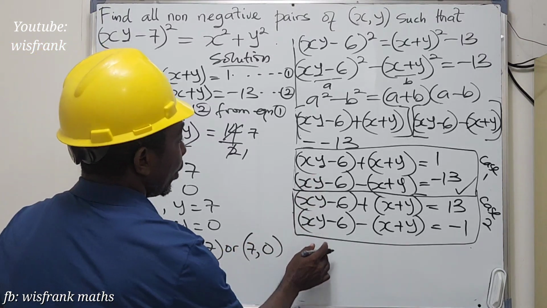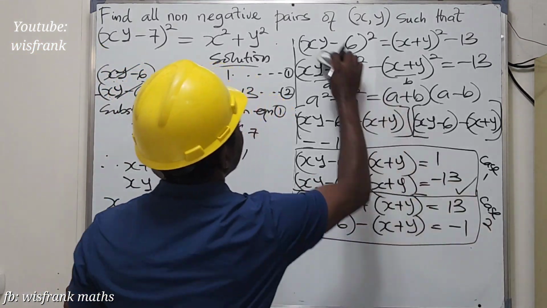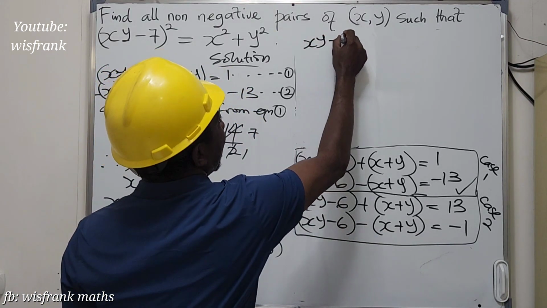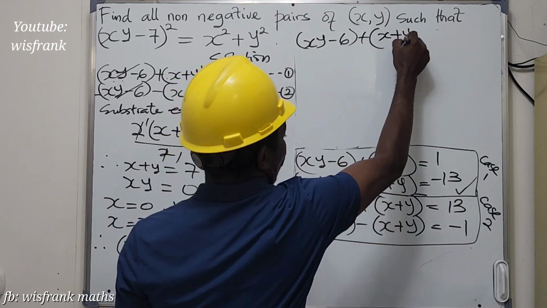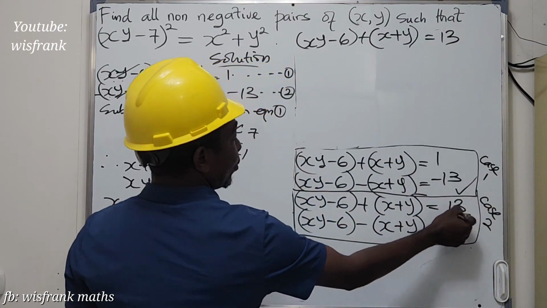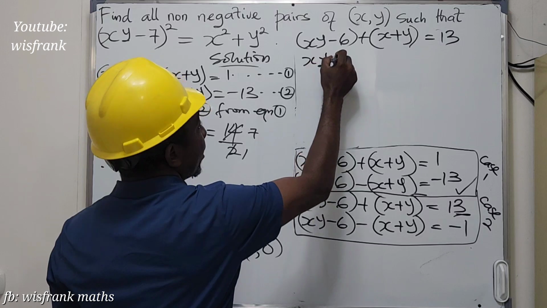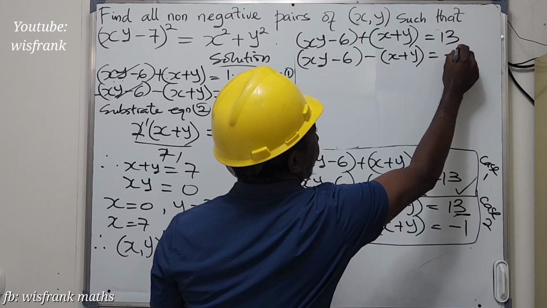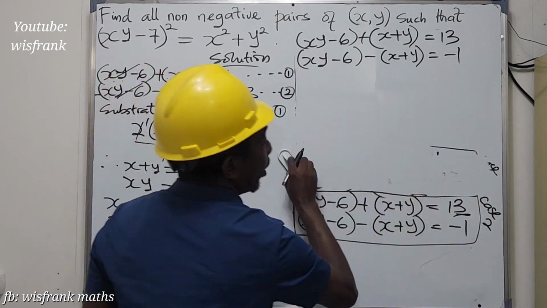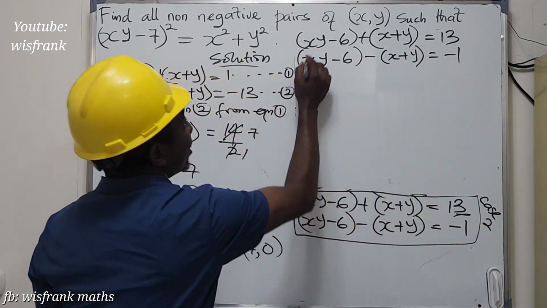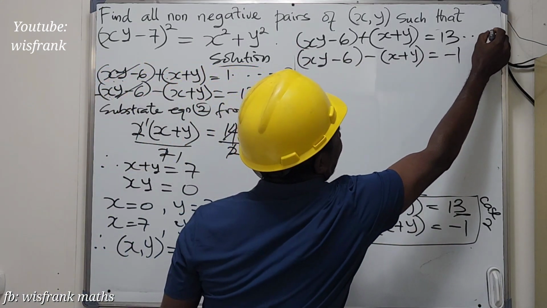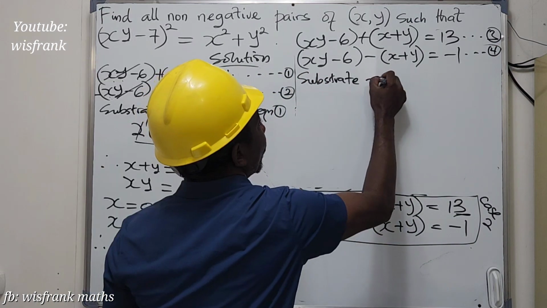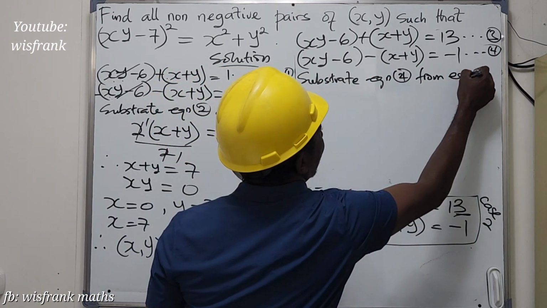That is for case 1. Then we have case 2. We need to clean this. Then this is for case 1. For case 2, taking (xy - 6) plus (x + y) equals 13, this one. Then the second one, we have (xy - 6) minus (x + y) equals minus 1. That is for case 2. We have that there. So here we subtract, and we call this equation 3, and we call this equation 4. Then we say subtract equation 4 from equation 3.